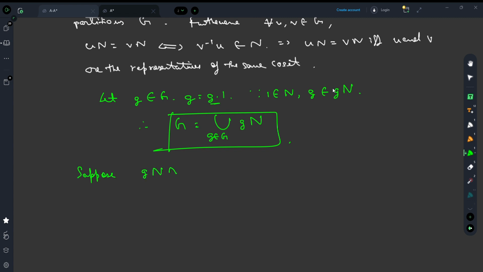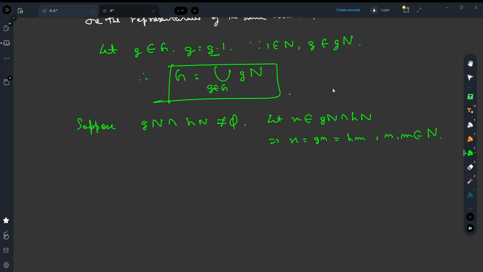Okay. So suppose gN intersection hN is non-empty. So we choose an element out of it. Let x belong to gN intersection hN, but then x can be written as g small n and can also be written as h small m, where n and m are elements from capital N, right? So x is in the form gn and is in the form hm, right? We need to show that gN is identical to hN.